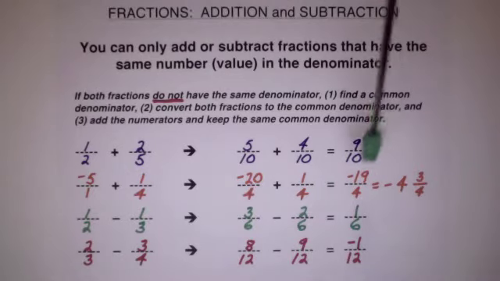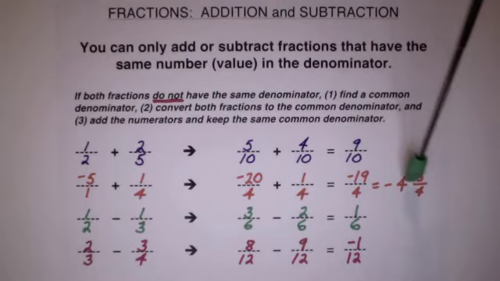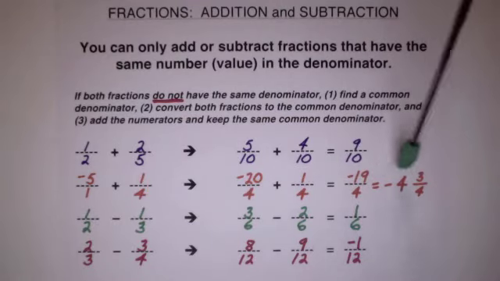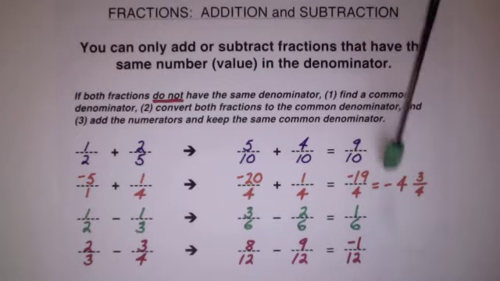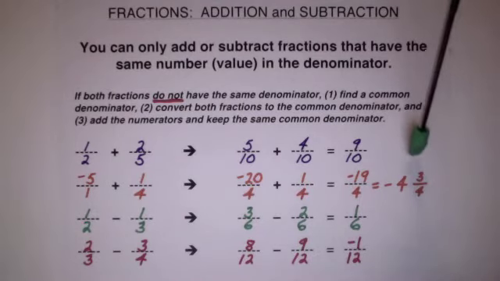Now, this is not in its simplest form. It's not wrong, it's just not in its simplest form. 4 goes into 19 4 whole times. That would be 16 fourths. So there are 3/4 left. Negative 19 fourths is equal to negative 4 3/4. If you need help with simplifying fractions, please look at my video.